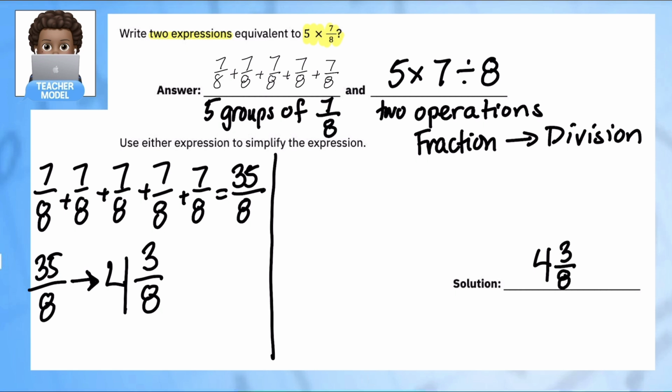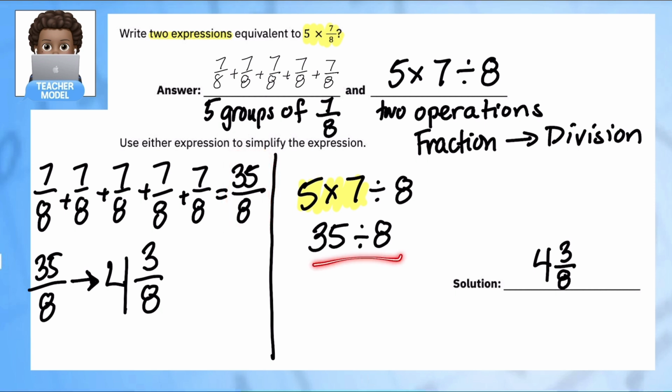So let's look at our second way, which is the 2 operations. 5 times 7 divided by 8. I'm going to do this part first. 5 times 7 is 35. And now I just rewrite the rest, divided by 8. Same thing, same place we were a second ago. We know that 35 divided by 8 is 4 with a remainder of 3 out of 8. So both of these ways get us to the exact same answer. Hit pause and jot this down into your notes.